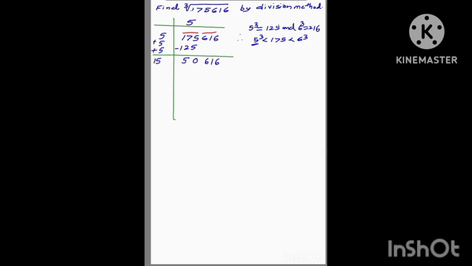So I am writing this 50616 on the side. In actual practice you should not write it. I am just writing it because I will be showing you which to bring. I am writing it here just to see which number will be after that 15. In an actual problem or in an exam, you need not write it like this. This is just to understand.